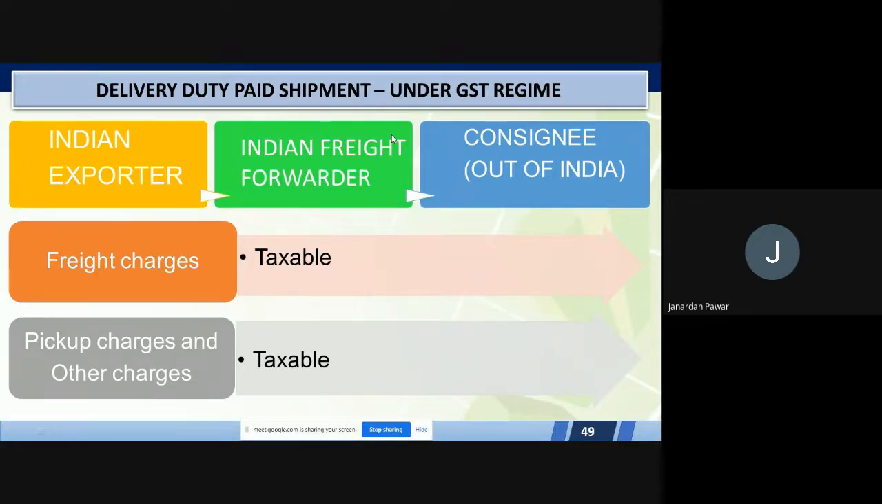The last slide talks about how freight charges were exempted under Rule 10 of the Place of Provision of Service Rules, 2012. It was exempted. But here in the GST regime, freight charges are taxable. Even pickup charges and other charges are also taxable. If you consider the previous one, I will show you the previous slide.